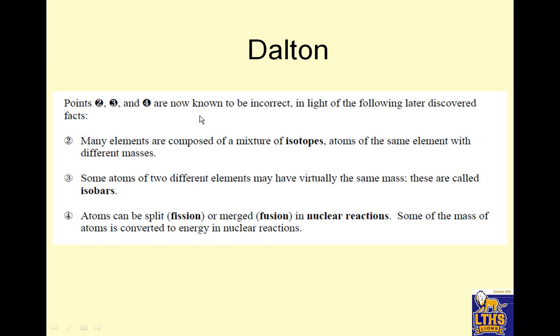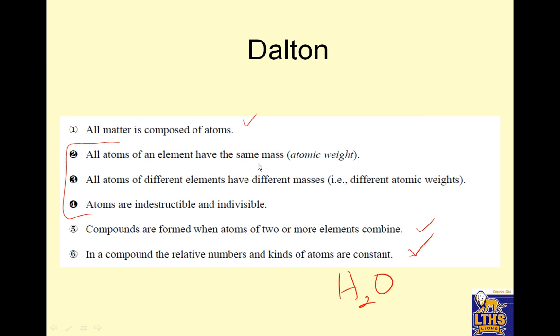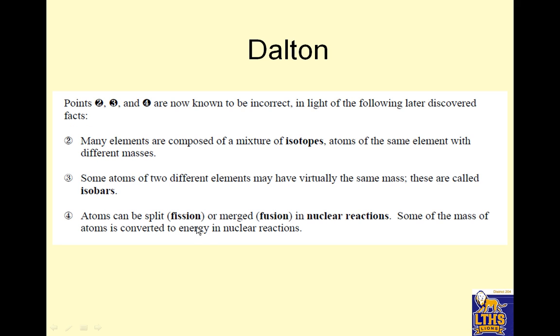Okay, so let me just take you back here. Same mass? Well, we know about things called isotopes now. Different elements have different masses. We know there are some elements that might have atoms that weigh the same as others. And indestructible and indivisible? We know about parts of an atom now. We know atoms can be split in fission or merged in fusion.